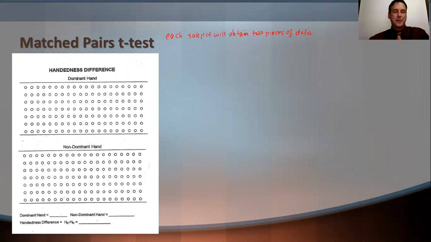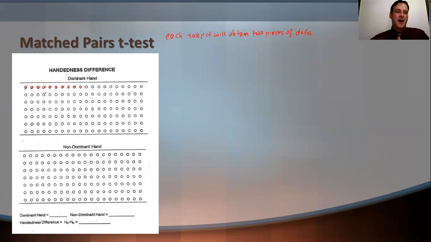Okay, and so here's what we have. I have a small activity where students are supposed to use the handedness difference. What they'll do is take their dominant hand, put a writing instrument in it, and I'm going to give the students one timed minute where they're going to go to each one of these circles on this paper and put an X through as many as they can. They have a minute to do that.